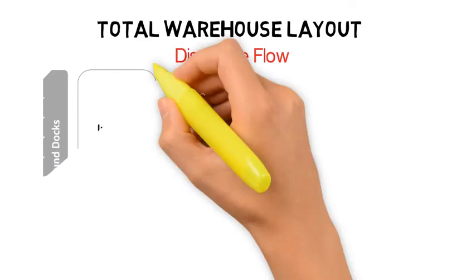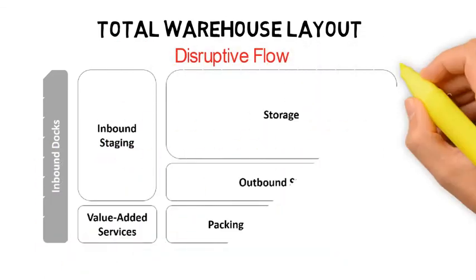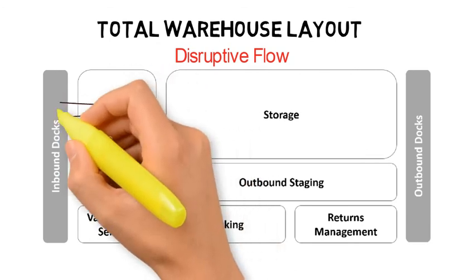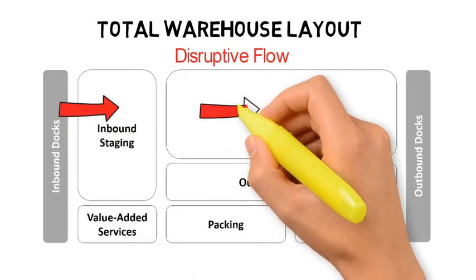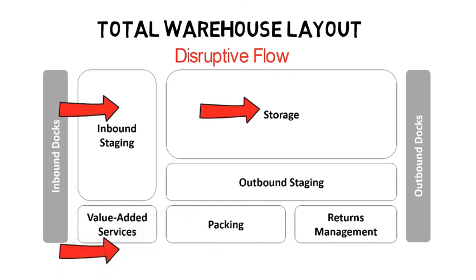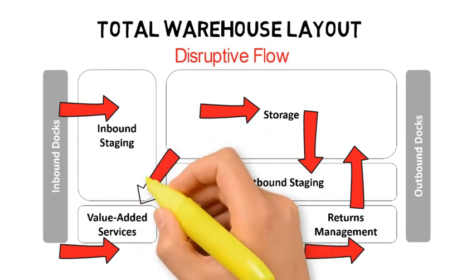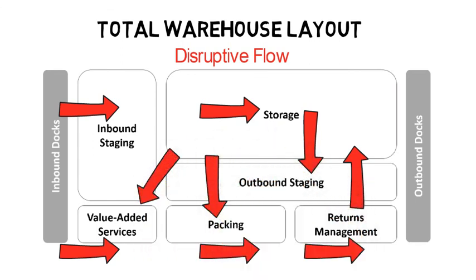So what makes up a disruptive flow of cargo? Let's take a look at this example. In this case, the inbound docks and outbound docks are also at opposite ends of the warehouse. New shipments are easily received and staged at the inbound staging area before being moved into storage. But return goods need to be moved across the warehouse to be processed at the returns management area before being moved into storage. Once goods are picked from the storage area, they may be moved to the value-added services area near the inbound dock or directly to the adjacent packing area. The outbound staging area stretches halfway across the middle of the warehouse. Overall, the movement of cargo is in a disruptive flow in this layout.